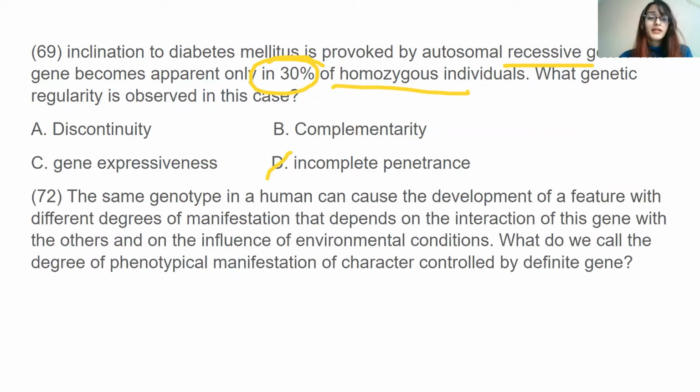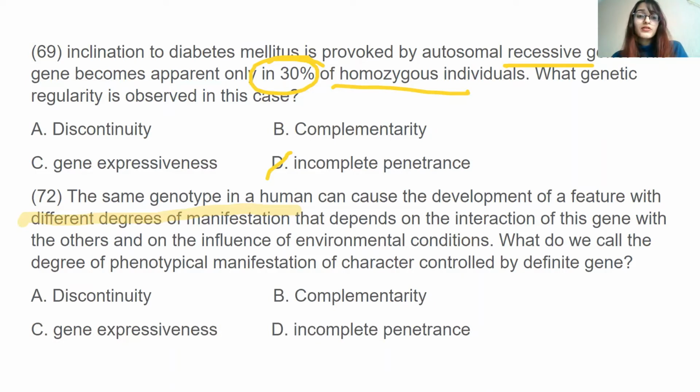Another question: the same genotype in human cells can cause development of a feature with different degrees of manifestation. They have already mentioned in the question that there are different degrees of manifestation. So what do we call this degree of phenotypical manifestation of a character controlled by a definite gene? With the same options, you can see they are saying that this character, when inherited, has different degrees of manifestation. So it is inherited, but in different degrees. So obviously it is gene expressiveness.